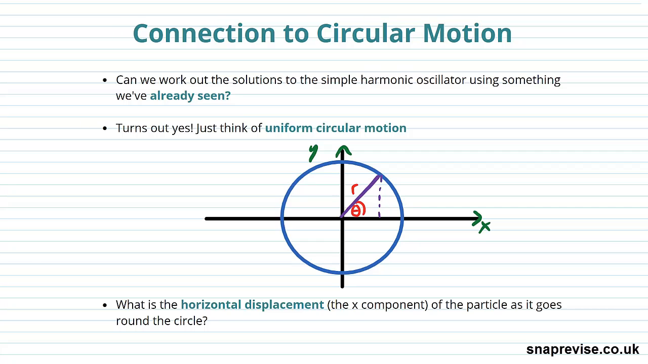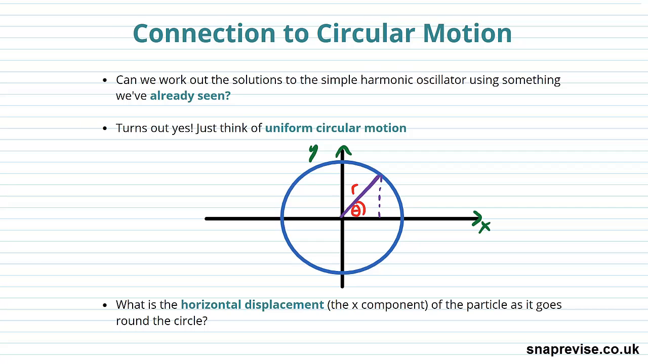So in this video we're going to see how we've actually already encountered simple harmonic motion before, we just didn't call it that and we didn't realise it was lurking in the background. But we're going to see the connection to circular motion. So can we work out the solution to the simple harmonic oscillator using something we've already seen? It turns out yes, we just need to think of uniform circular motion.